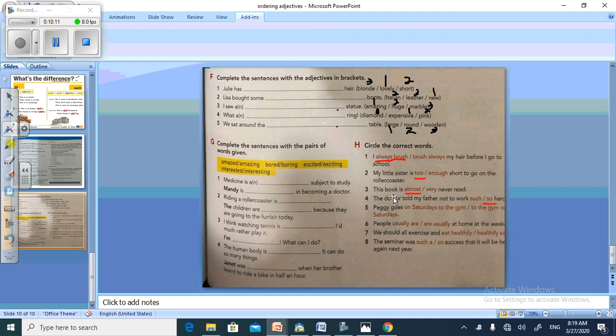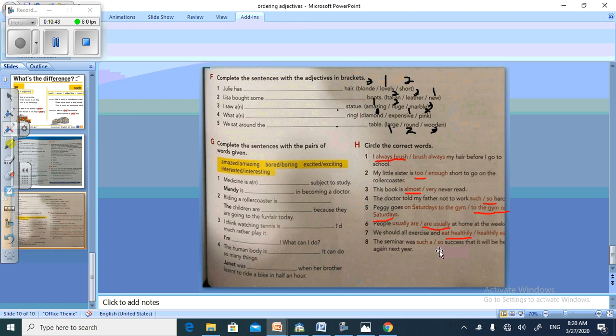Piggy goes on Saturdays to the gym or to the gym on Saturdays. So we said that goes is followed by the place. To the gym on Saturdays. Okay. People usually are or are usually? We said that usually comes after the verb to be. Always. Almost. Okay. We should all exercise and eat healthy or healthy eat. Of course, eat healthy.